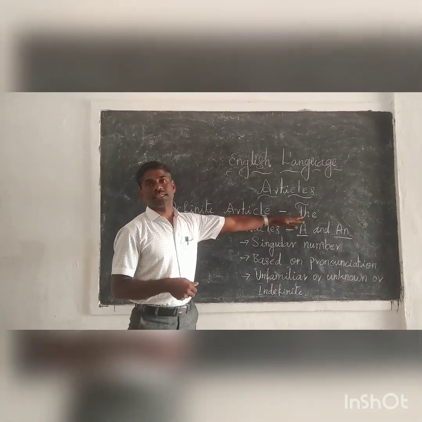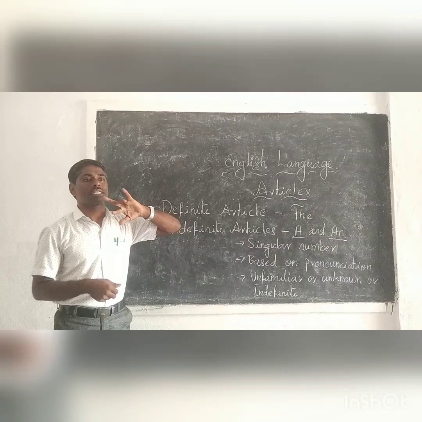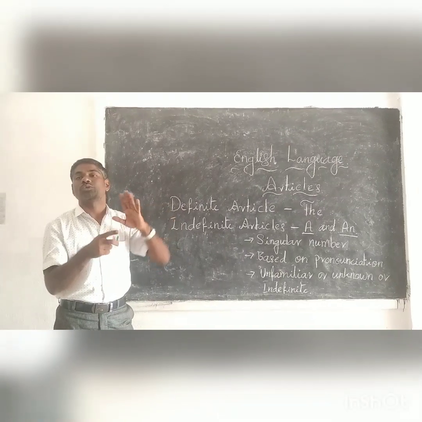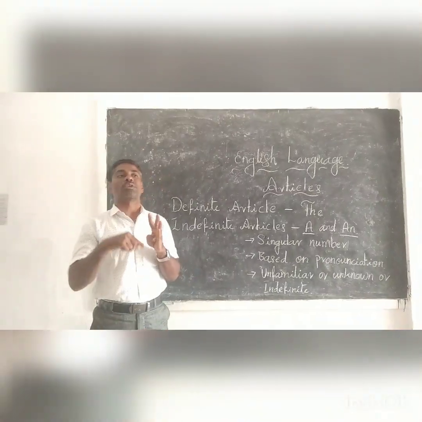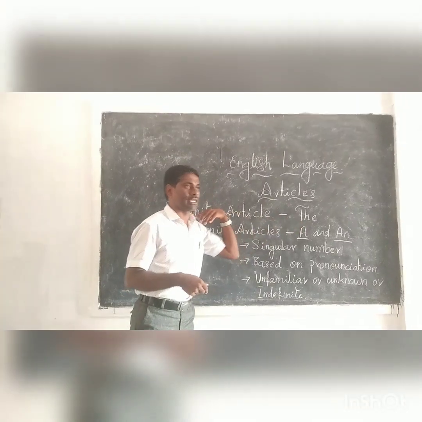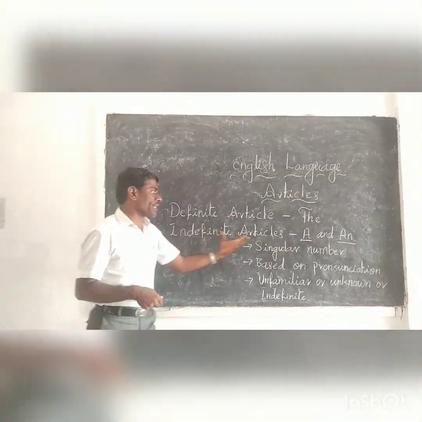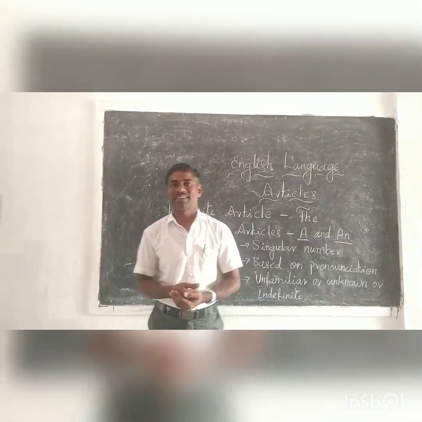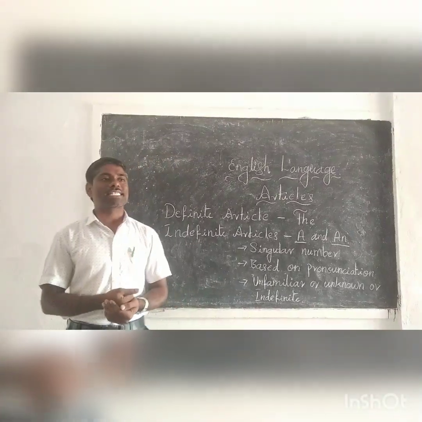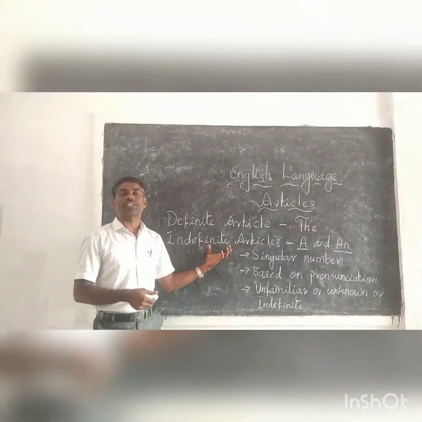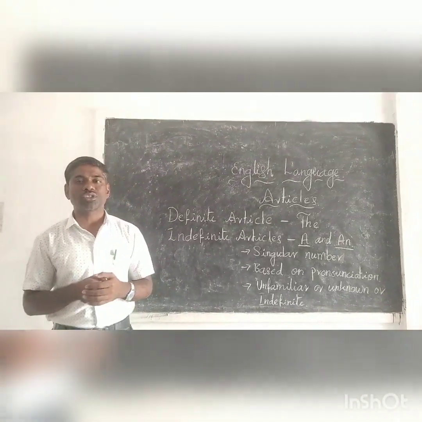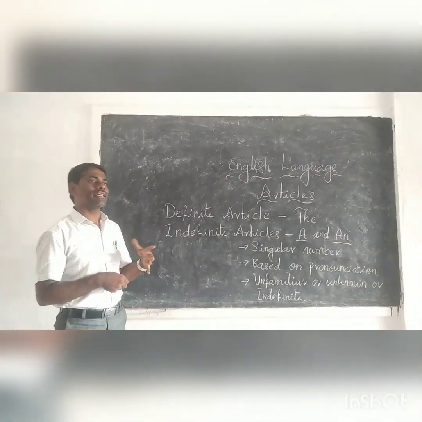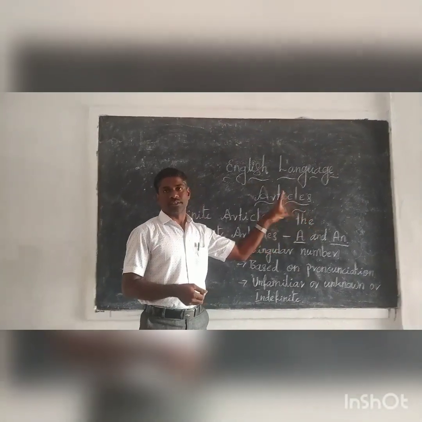The definite article is the, and sometimes its pronunciation follows a different rule. We will see when we have to use the definite article. Let's come to the indefinite articles, that is, the two indefinite articles, a and an. Today we are going to give a little more information about a and an. Later we will come to the definite article the.